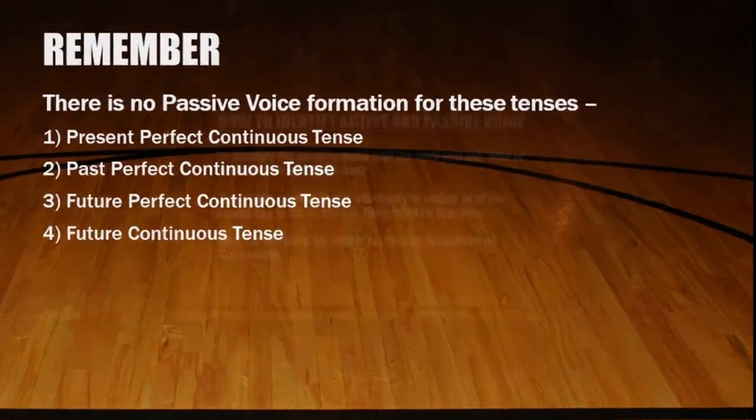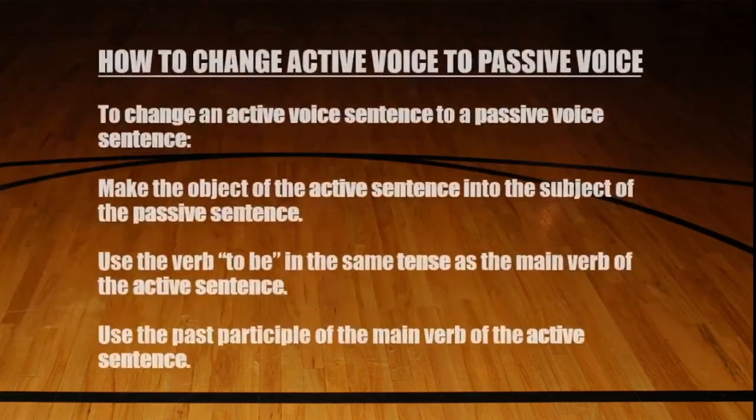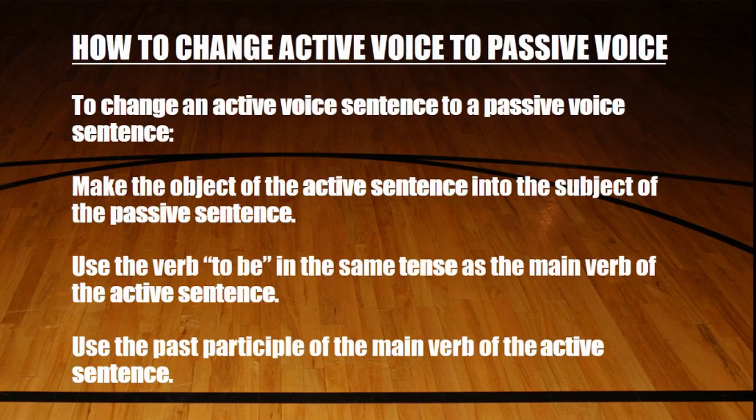I hope I've really made it a little simple for you. I know most of you do not like the rules and so on and so forth. But children, if you just understand this part, how to identify the active and the passive voice, you will have done your bit. And trust me, you would never have a problem after that. Okay, so how to change the active to passive voice? To change an active voice sentence to a passive voice sentence, make the object of the active sentence into the subject of the passive sentence.